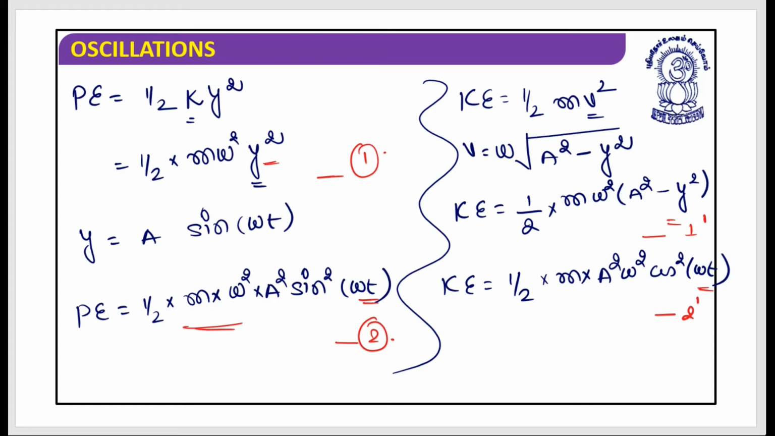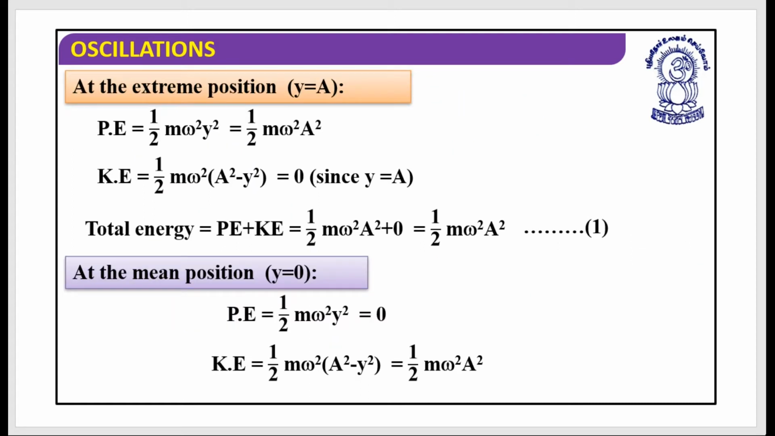Yes, we will go through the questions. But before we go through questions based on this, I want to find out the velocities and energies at particular positions. First, at the extreme position, when y is equal to a. The potential energy is given as half m omega square y square, and if I replace y with a, it is half m omega square a square.